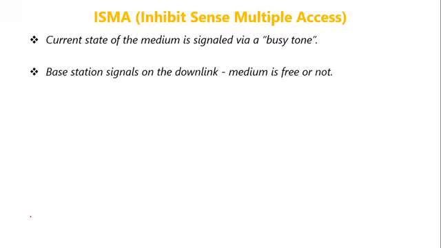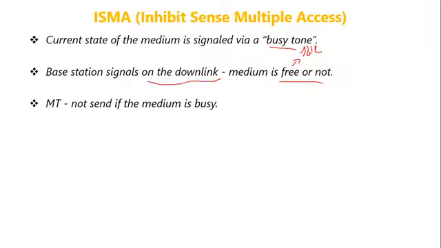So the base station signals on the downlink. The communication from the base station to the mobile station is called the downlink. Through the downlink, the base station will communicate to all the mobile stations whether the medium is free or not. If the medium is free, it will send an idle signal. If the medium is not free, it will send a busy signal. Like that, it communicates the state of the medium to all the mobile stations.